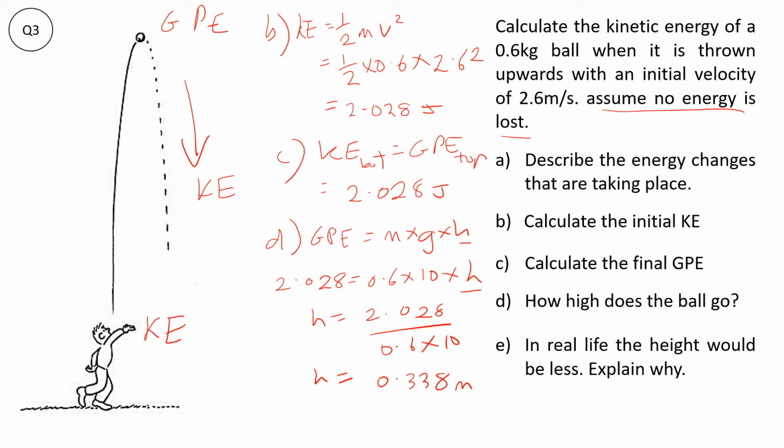In real life, the height would be less. Why? Because there would be some energy lost, energy dissipated to the surroundings. Okay, let's move on to the next one.